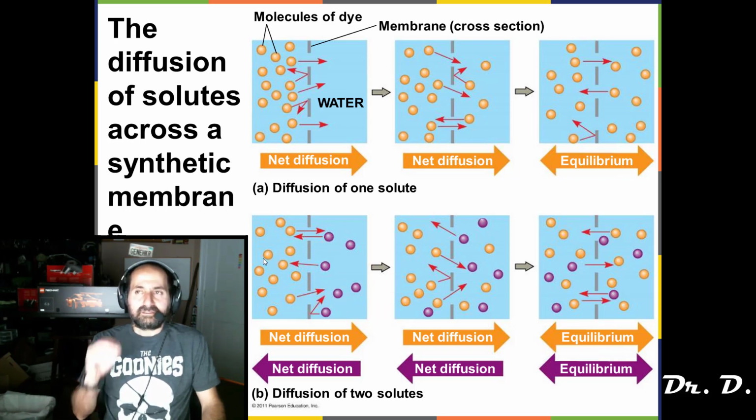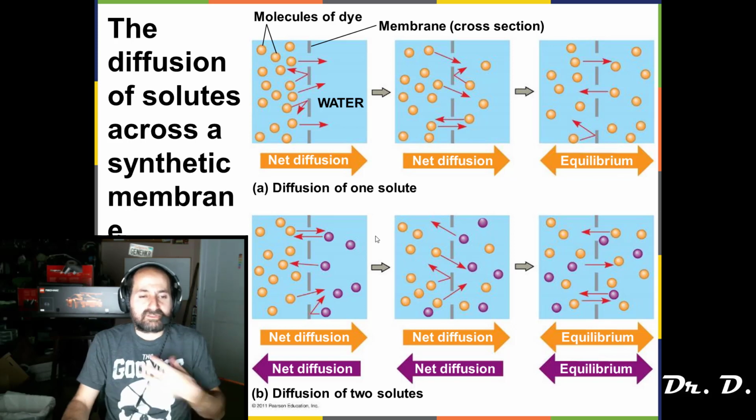They both diffuse down their own respective concentration gradients. What does that mean? That means that the orange dye has a higher concentration on the left, so it's going to net diffuse to the right. And the purple dye ignores that. It just cares about itself. The purple dye, all it knows is that it has a higher concentration on the right, so it's going to net diffuse to the left.